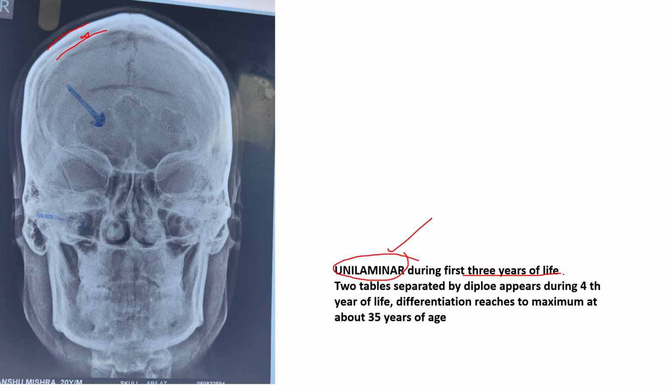In the first 3 years of life it happens to be unilamellar, and during the 4th year of life the two tables are formed, the outer table and the inner table. The differentiation reaches its maximum at the age of 35 years, and you will see the diploic veins running within this. Once again, this is your coronal suture, the sagittal suture, part of lambdoid suture seen here.